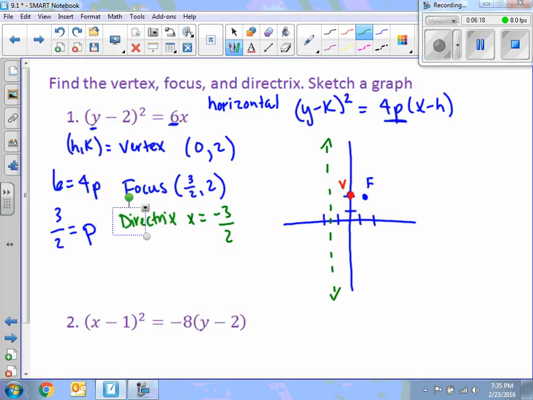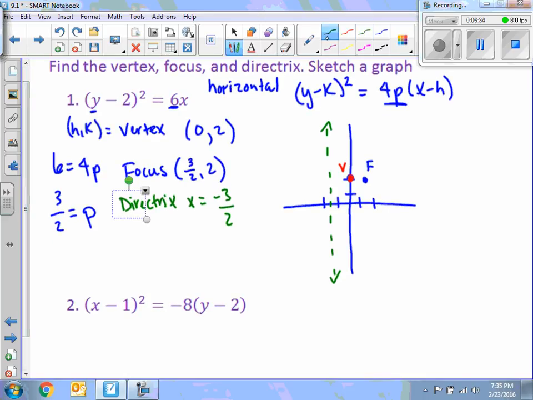The last thing I want you to do is just find 2 more ordered pairs. The easiest way to go about doing this is to plug in a value for x. So say I want to know when x equals, I don't know, 2. So I'm going to have y minus k squared equals 4p times... I want the actual equation. I'm going to have y minus 2, sorry guys, squared equals 6 times 2. So that'd be y minus 2 quantity squared equals 12.